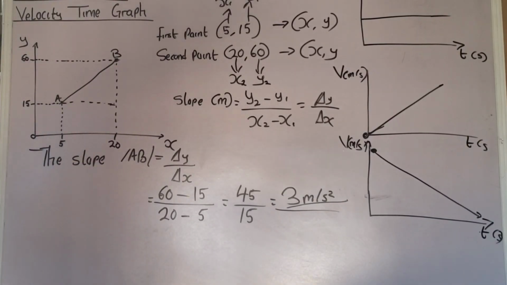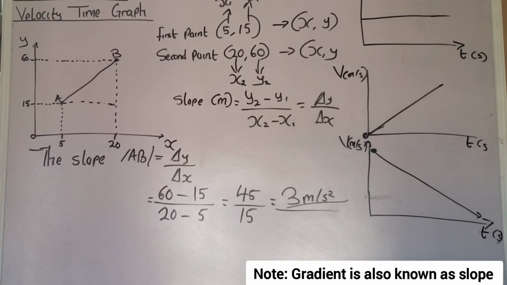Now, please pay attention. On a velocity time graph, the uniform acceleration is equal to the gradient. That's the major point I want you to hold. The uniform acceleration a is equal to the gradient or the slope of the graph. The gradient is also the same thing as slope.